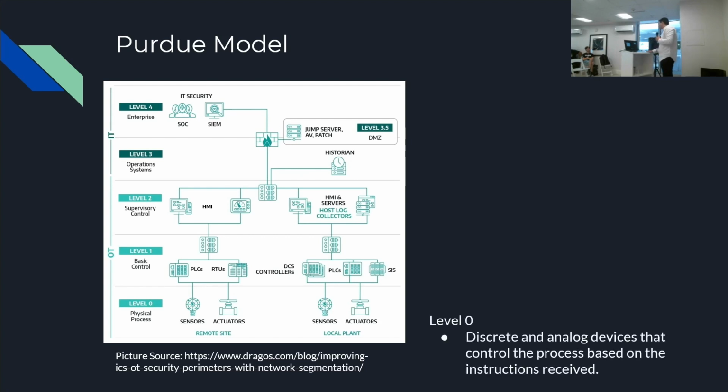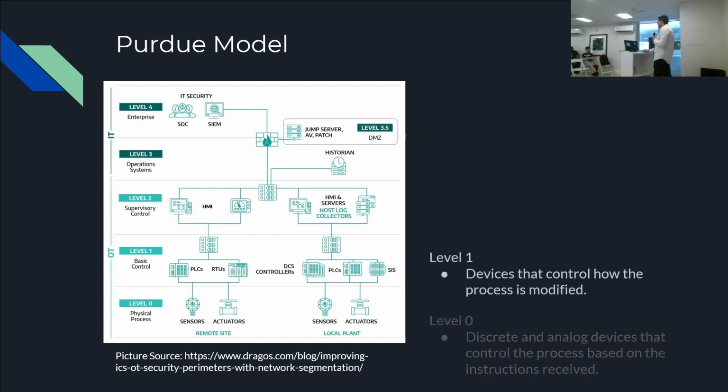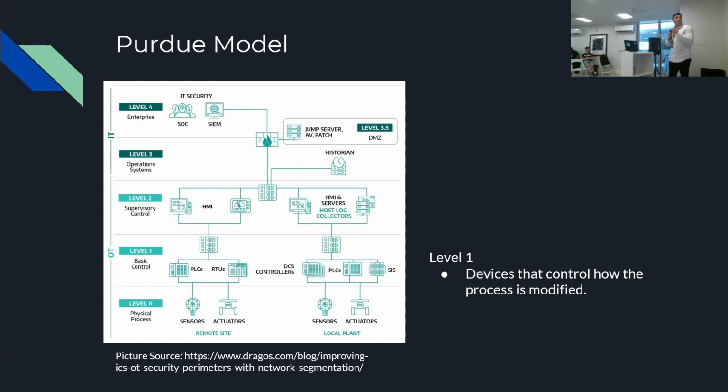The first level is the physical process itself. Like we mentioned, this is where we have our sensors, our valves, our pumps, actuators, and the discrete devices as well. On level 1, this is where we have the controllers. So this is where we have our PLCs and RTUs and our safety instrumented system.